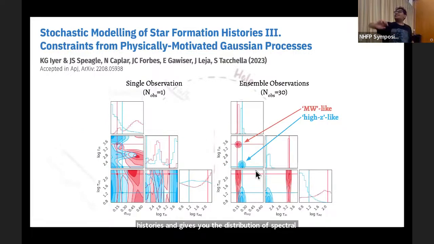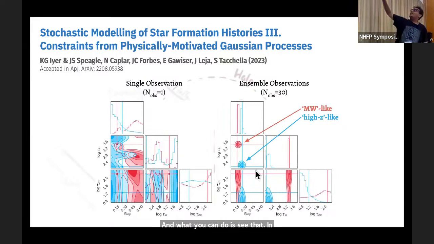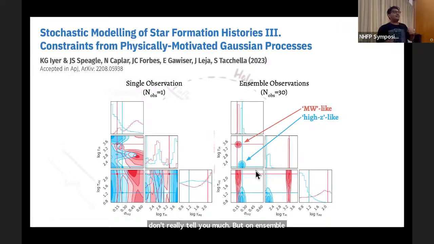And what you can do is see that individual features don't really tell you much, but ensemble observations where you have tens to hundreds to thousands of galaxies can give you constraints on burstiness for an entire population or correlation timescales for an entire population. And this is something we can do with JWST, and I'm very excited to do that.